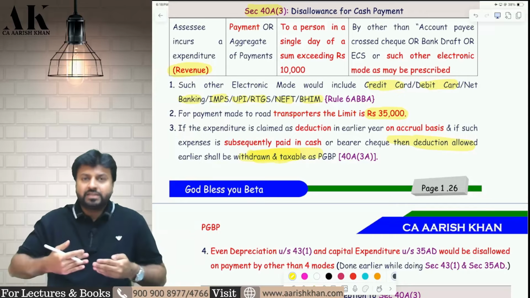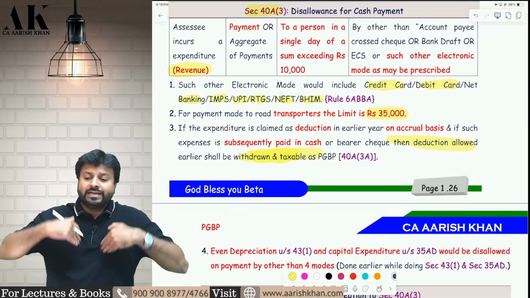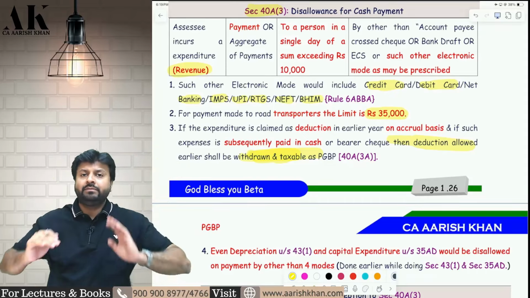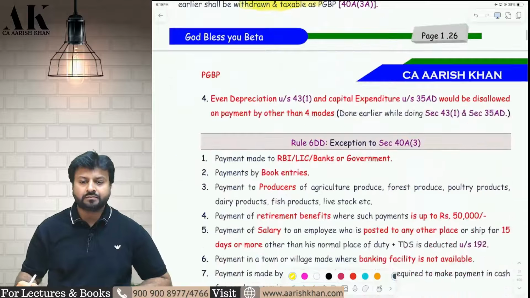So if you incur the expenditure in the current year and claim deduction on accrual basis, and in the next year you violate 40A3, then it will be deemed income of the next year. I hope it is clear to all of you.